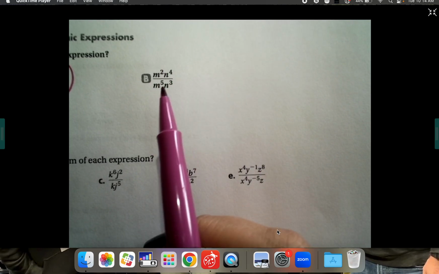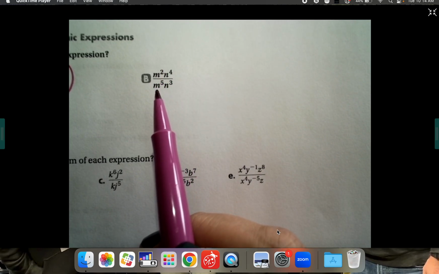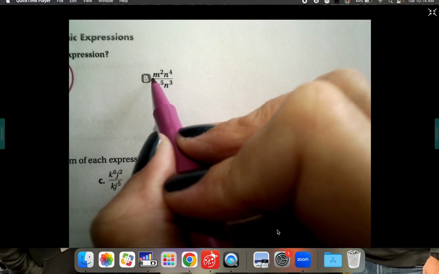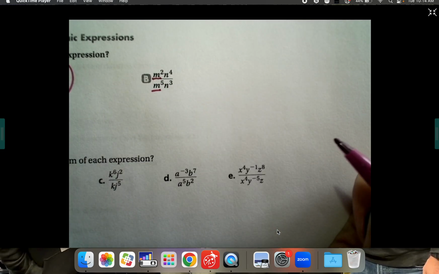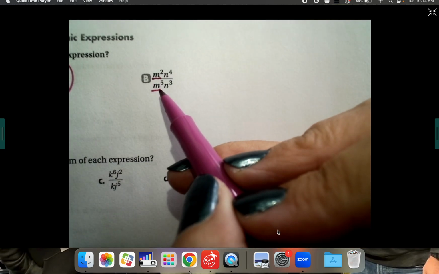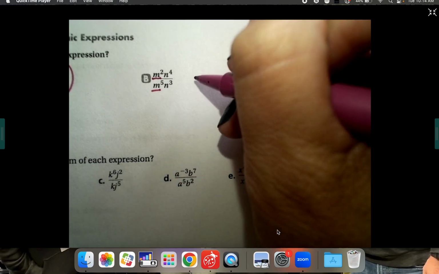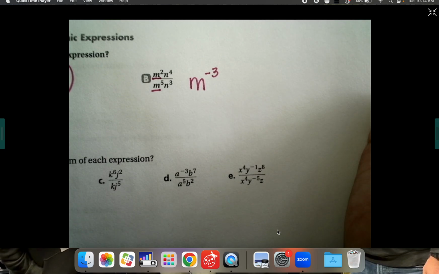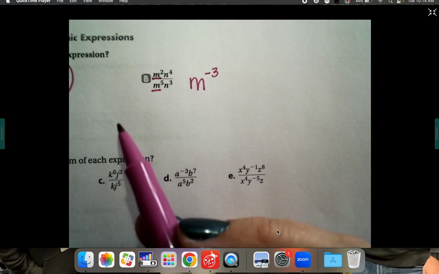There's multiple variables here, but if you're dividing, you look for the same base. So m squared divided by m to the 5th. So remember, we're only looking at the m's right now. M squared and m to the 5th. If we subtract 2 minus 5, you have m to the negative 3. That's going to be a problem, but let's get to that in a minute.